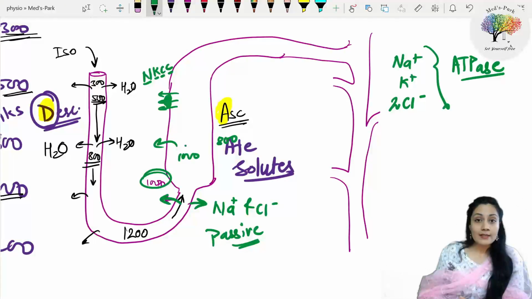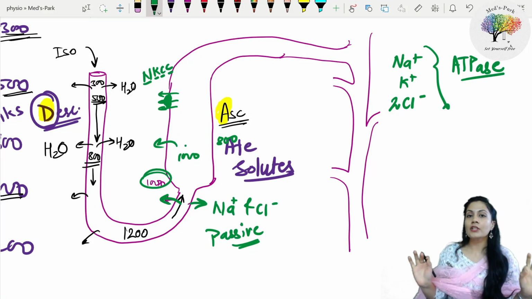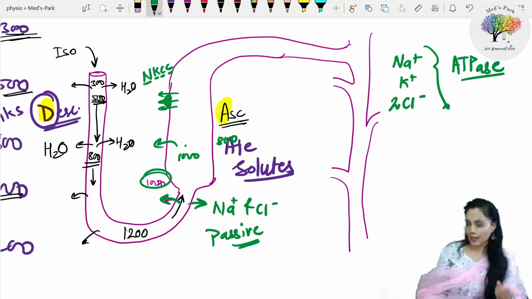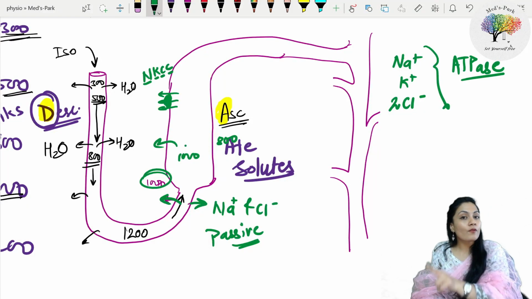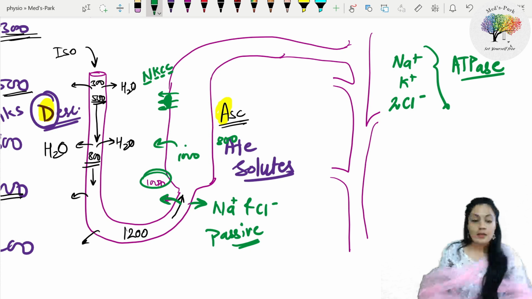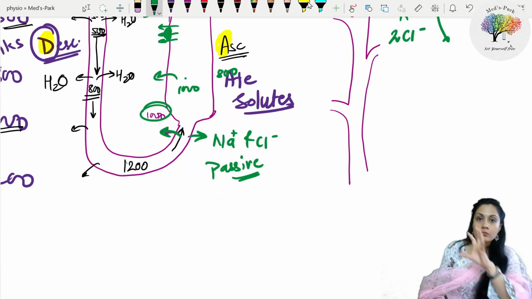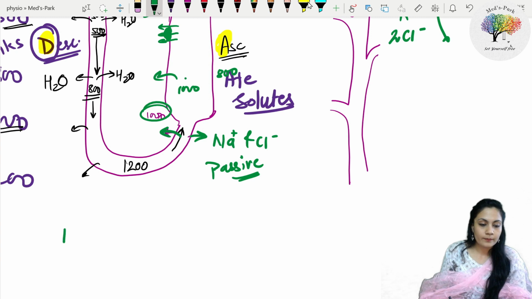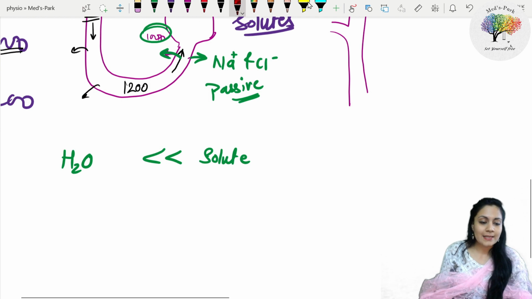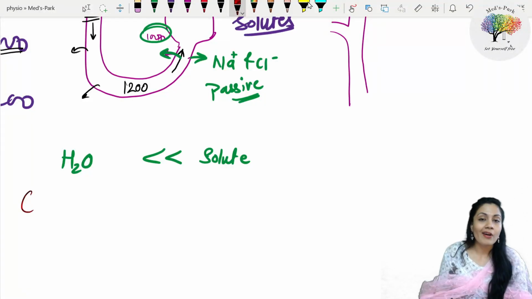Now understand, there are two things happening. First of all, I never mentioned any pump in the descending limb of loop of Henle when I was talking about the water, right? But in the ascending limb of loop of Henle, I mentioned the sodium potassium chloride co-transporter. So if I talk about the movement of the water as well as the movement of the solute, what I can say is that the movement of solute is much more as compared to the water. Why am I saying so? Because the water moves out only via diffusion. That means it is a passive process.